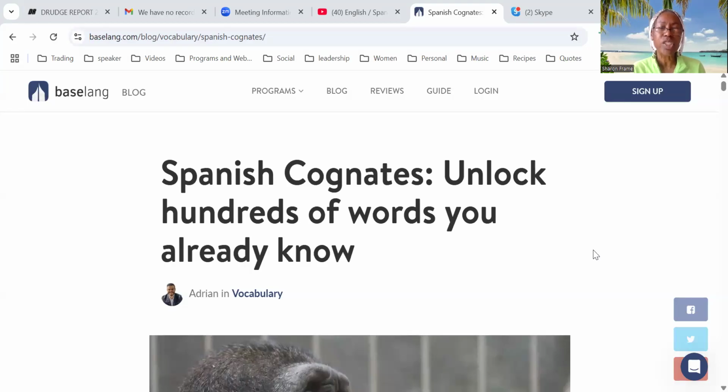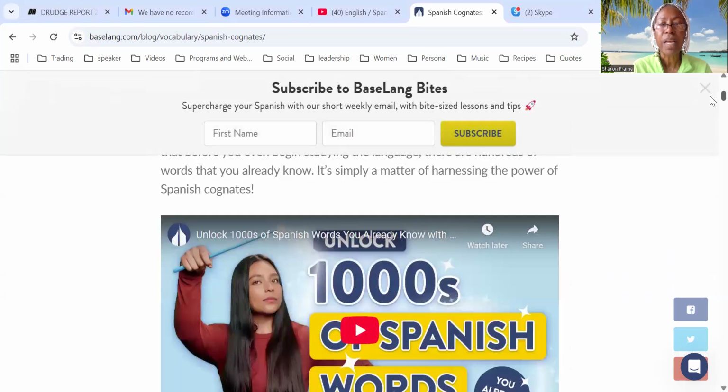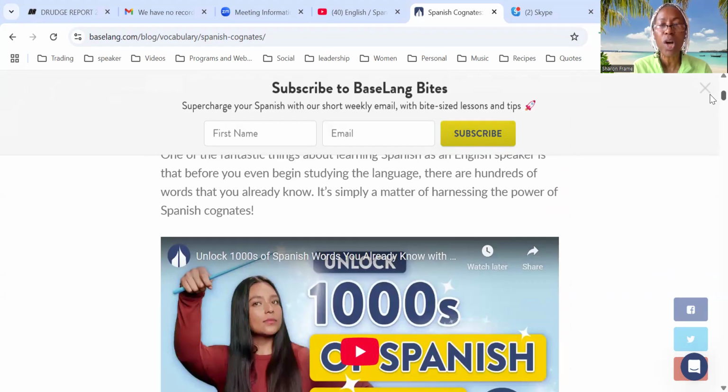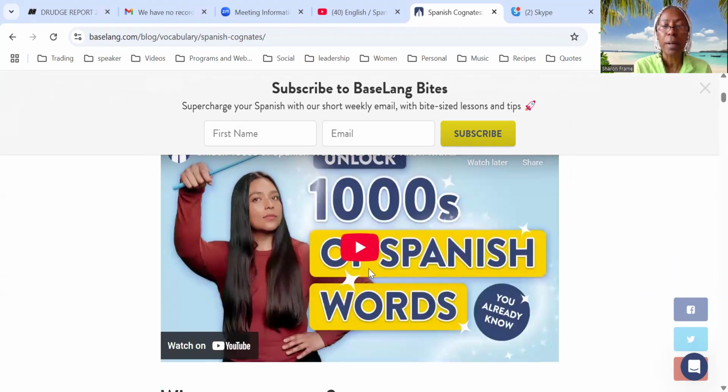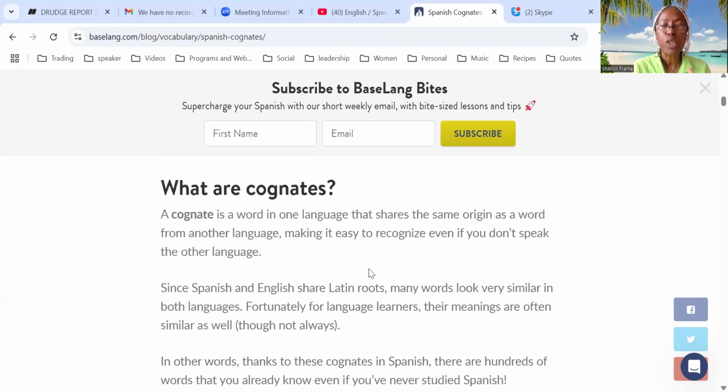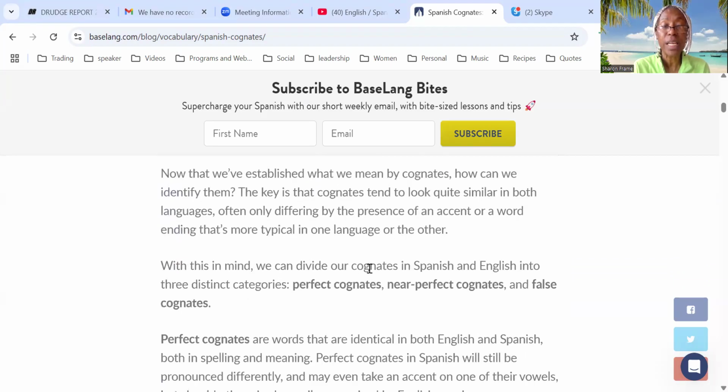There it is, Spanish cognates. Unlock hundreds of words you already know. And this link takes you to, let me just cursor down, Spanish cognates, hundreds of them. It gives you this wonderful video, which is not that long, and it also gives you an amazing explanation, which is tremendously important for you to read through. Not a lot to read, but please read. And then, of course, the video. It explains what cognates are. It explains the three types of cognates in English and Spanish.